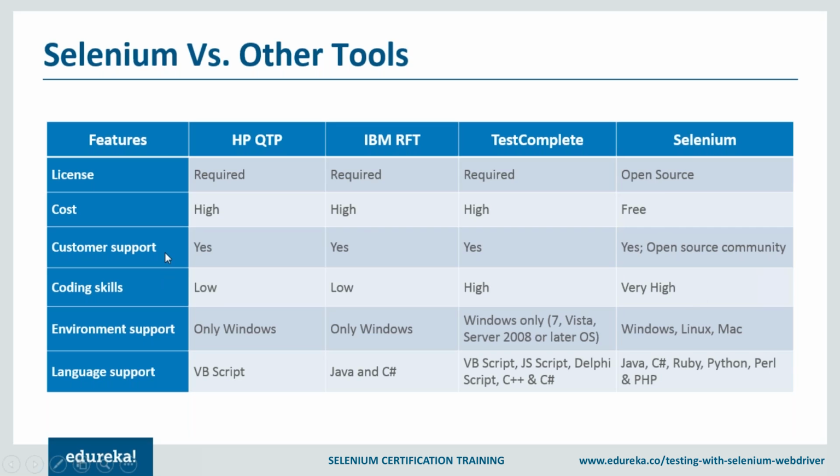Okay. Now moving on to the third point, that is customer support. Yeah, QTP and RFT and Test Complete fare better because they're a proprietary tool. They have a dedicated customer support. And in Selenium, yes, you again have a customer support, but that's from an open source community. And because it's from open source community, it's not going to be as quick or as efficient as your dedicated customer support, right? So that's one drawback, but don't worry, there's a huge developer community out there that will help you.